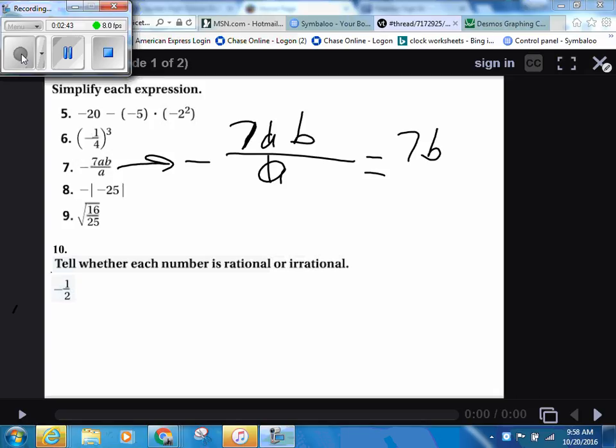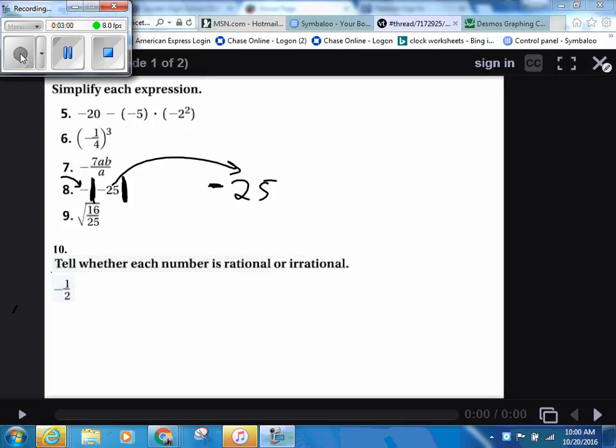Here's your answer for number 7. A on top, A on the bottom, they cancel out. These 2 A's cancel out to 1. You're left with 7B. Number 8, absolute value, these lines, -5 pops out, becomes positive 25. Negative on the outside, carries over. Final answer, -25.